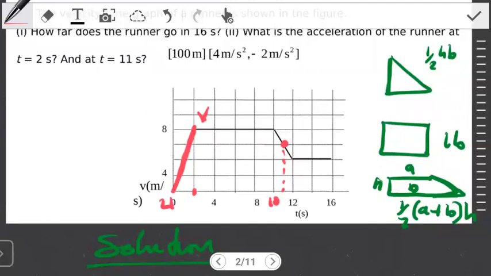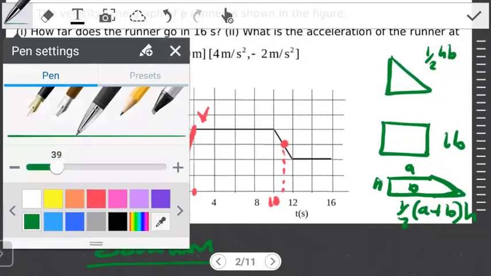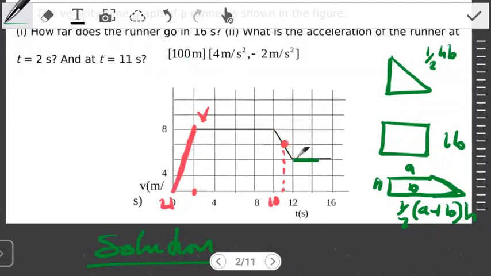So again, for a straight line like this one, the gradient is the same throughout this line, implying that the acceleration will also be the same throughout this line, since the gradient gives us the acceleration. By velocity time graph, gradient gives us the acceleration. So in other words, all we have to do is to get the gradient of this line. Once we get the gradient of this line, it will be equal to the acceleration of the runner at 11 seconds as well.